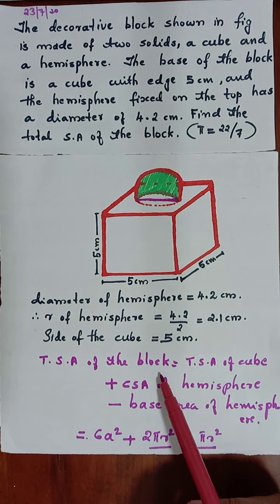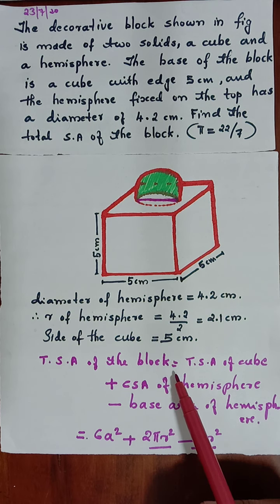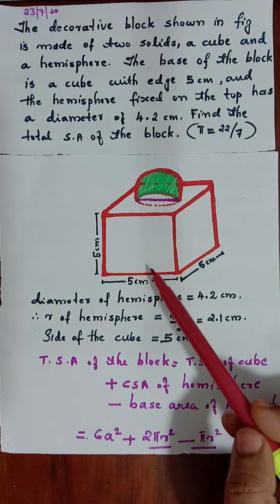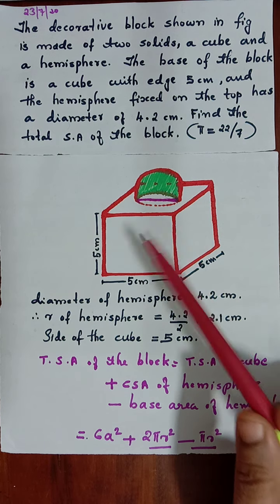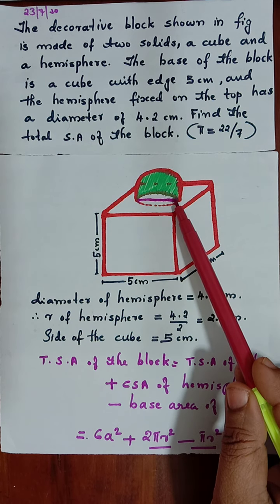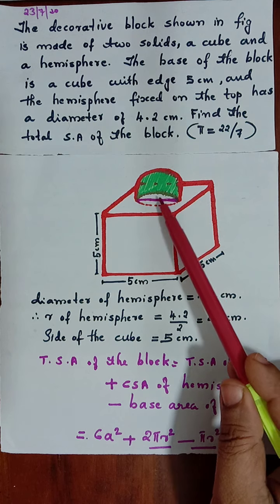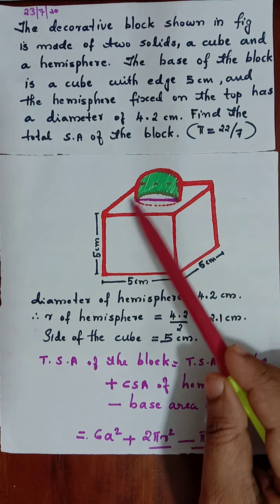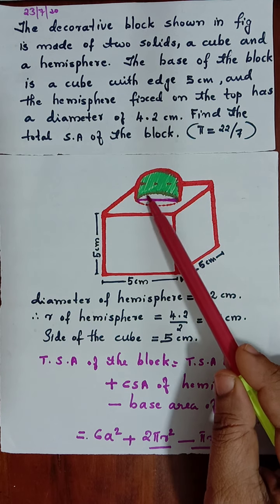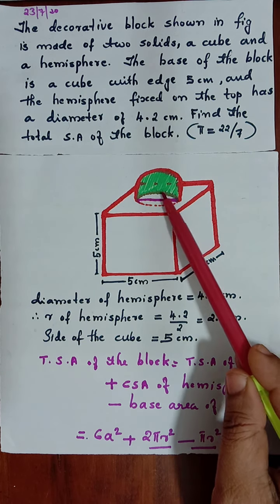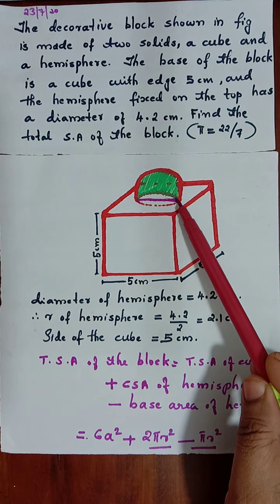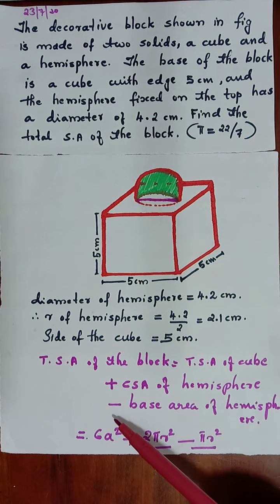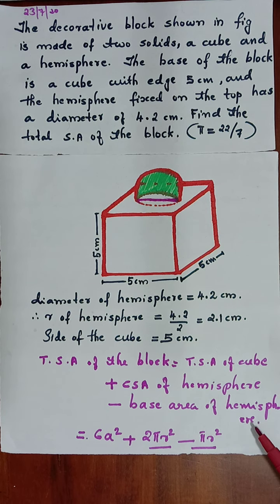Now let us find out the TSA of this block. What is the TSA of the block? We will take the TSA of the whole cube, plus the CSA of the hemisphere, and the bottom portion is attached on the top, I said. Therefore, on the top portion, this square area is not seen completely. This circular portion should be removed. This circular area should be removed. That's why we are subtracting the base area of the hemisphere.